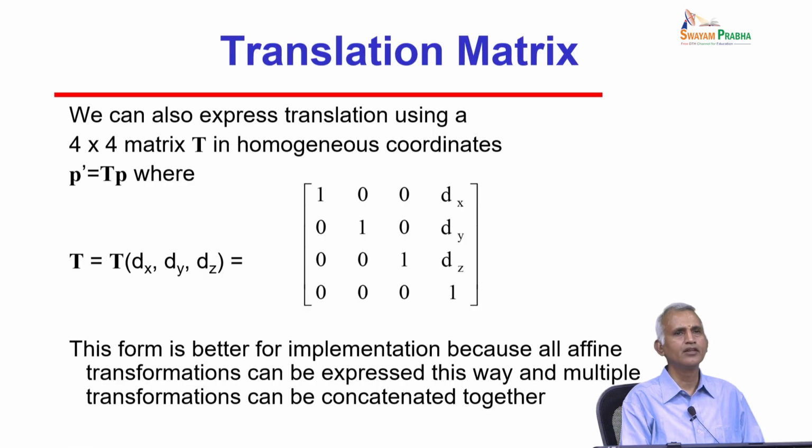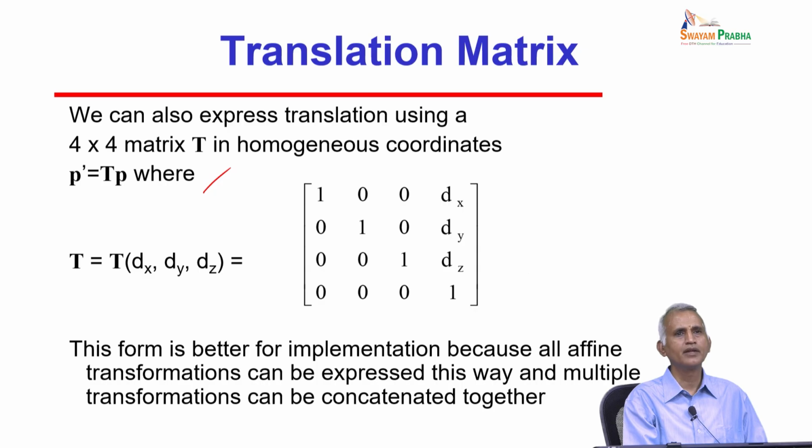Now, we can express the translation as a matrix, using a 4 cross 4 matrix because of the 4 dimensional representation. So, the matrix T in homogeneous coordinates: P dash is the translation of P, therefore T P. The matrix T of dx, dy, dz has the corresponding entries 1 0 0 dx for x, 0 1 0 dy for y, and 0 0 1 dz for z, and for the 4th dimension we have to put 1.